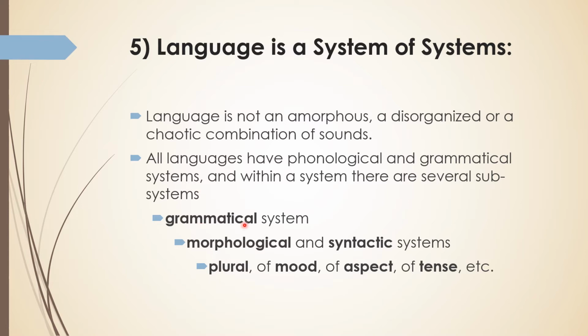For example, under the grammatical system you will find the morphological and syntactical systems. Both of them are grammatical, and after that in the grammatical section you will find plural, mood, aspect, tense. So another subsystem, and under tense you will find present tense, past tense, and future tense, and under present tense you will find more tenses, more categories in there. So it all works as a system within a system.